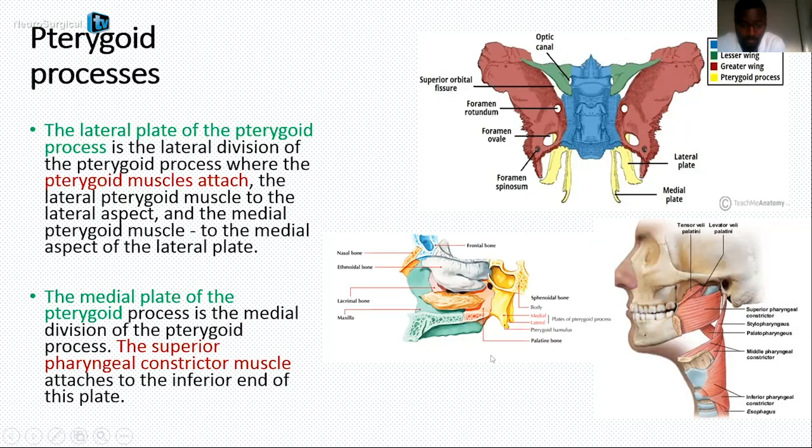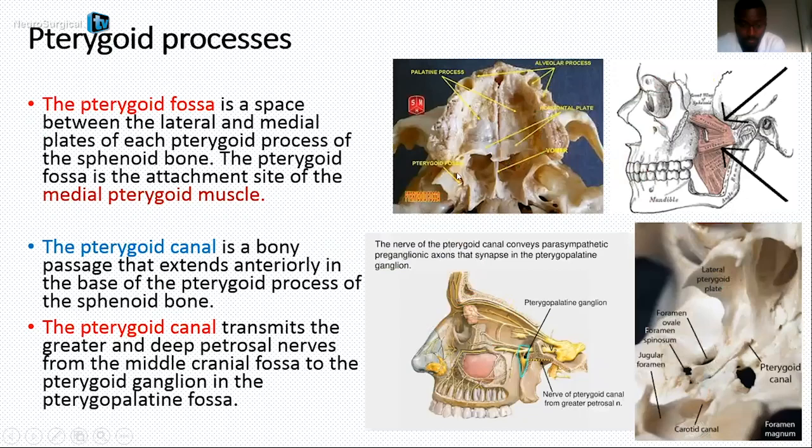You can see here, the pterygoid fossa. The pterygoid fossa is a space between the lateral and medial plates of each pterygoid process of the sphenoid bone. The pterygoid fossa is the attachment site of the medial pterygoid muscle. You can see here, the medial pterygoid muscle.